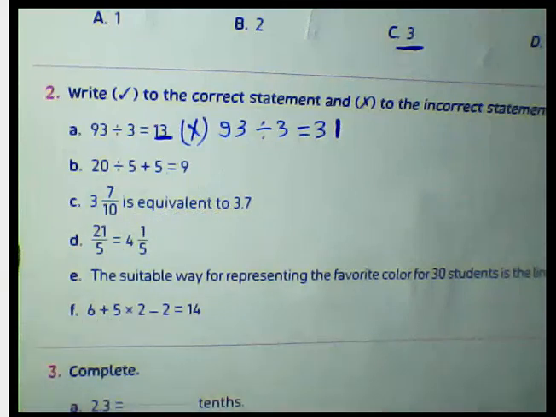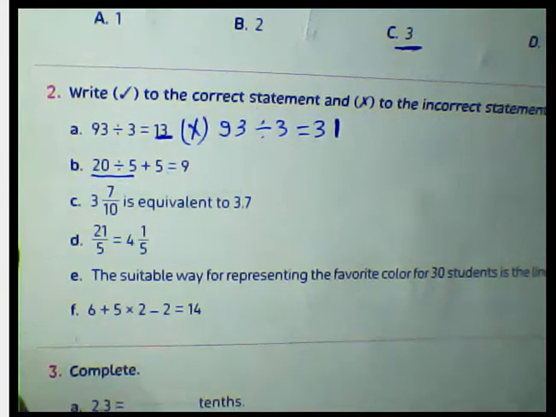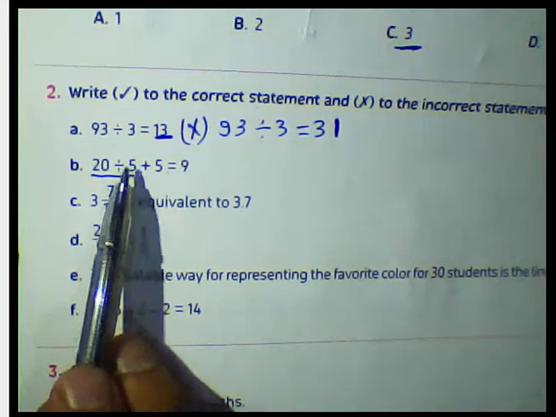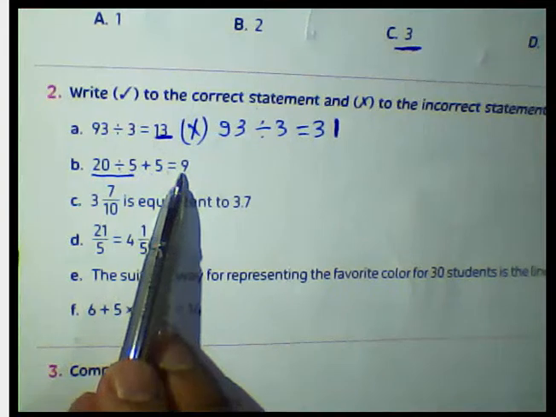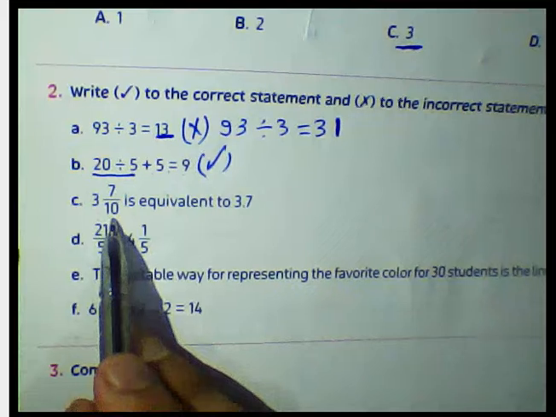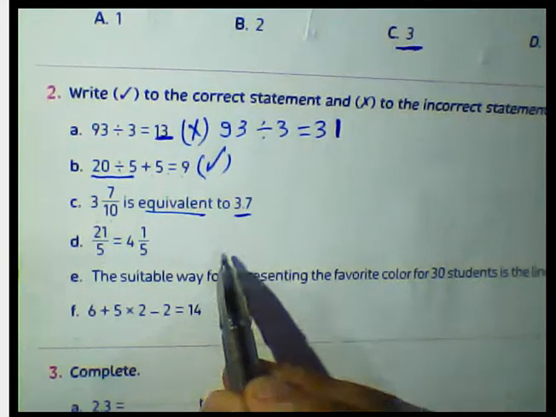20 divided by 5 equals what? 4. Again, repeat after me: 20 divided by 5 equals 4. 4 plus 5 equals 9. It's true. Letter C: 3 and 7 over 10 is equivalent to 3.7.